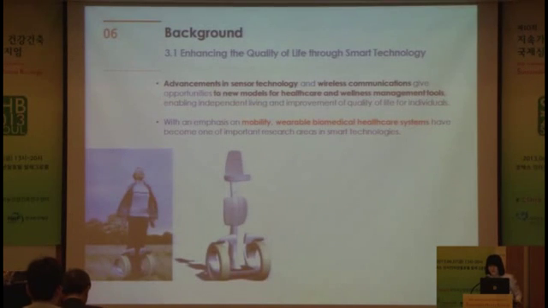So there are 3 background areas for this research. The first part is the smart technologies, which can enhance the quality of life. Advancement in sensor technologies and wireless communication gives many opportunities to our healthcare and wellness management. They enable independent living and improvement of quality of life for individuals. So emphasizing mobility, wearable biomedical healthcare systems have become one of the important research areas in smart technologies.